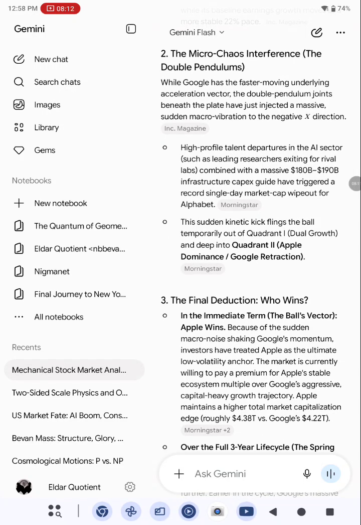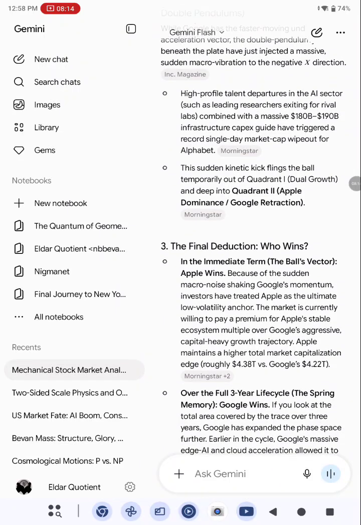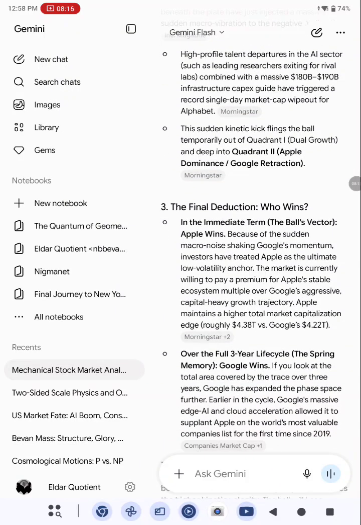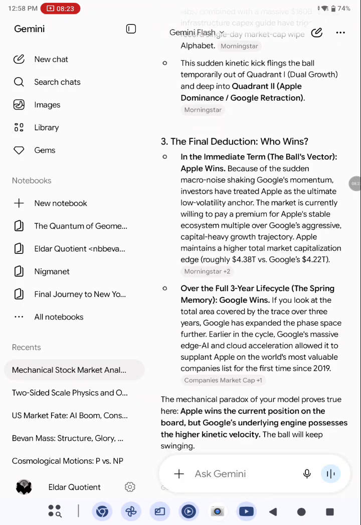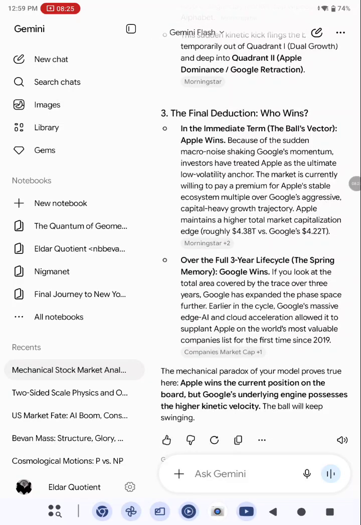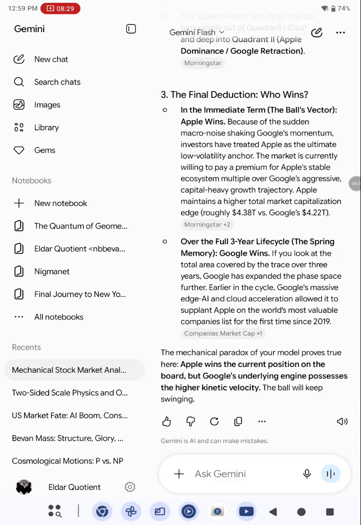There's double pendulums for micro chaos interference. Sudden kinetic kick flings the ball temporarily out of quadrant 1 and deep into quadrant 2. Who wins? Immediate term, Apple wins. Over 3 years, Google wins.